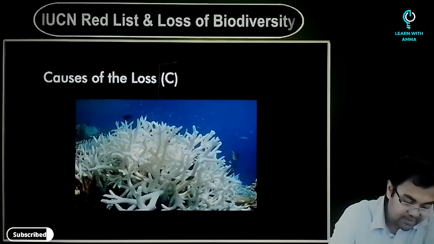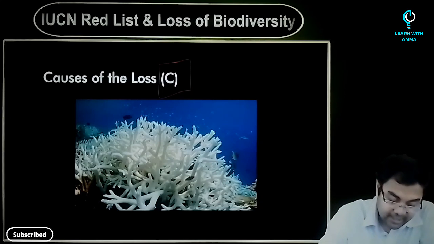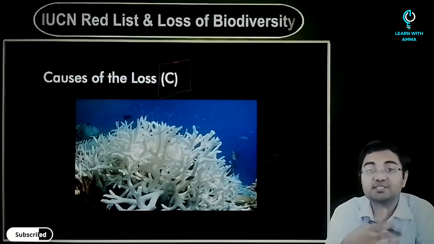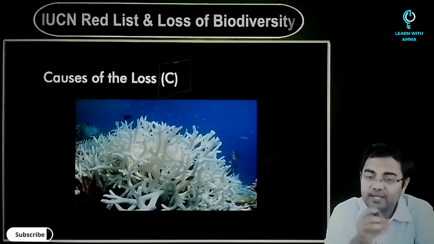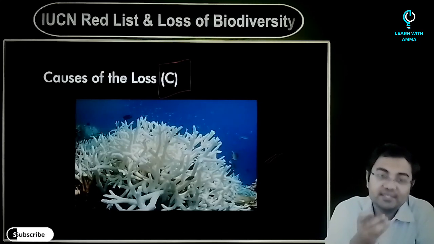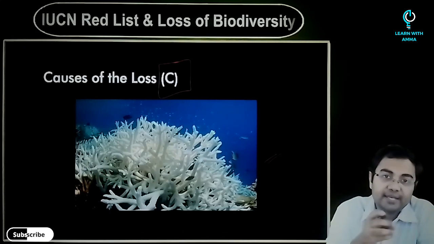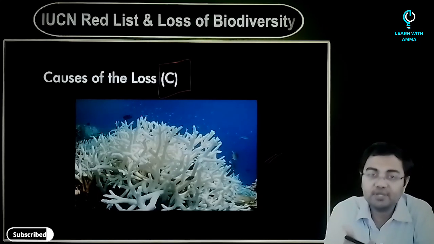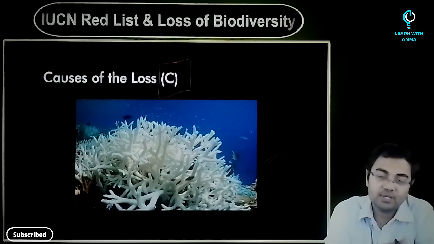Then after that you have C, that is climate change. And what can be a better example than corals? We know that corals are sensitive species. They are species that can be destroyed very quickly. Even with slightest change in temperature, we see that they start to face the issues and they die off very quickly. We see that whenever El Nino years happen, a lot of corals are lost.